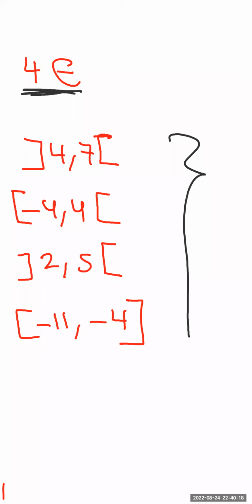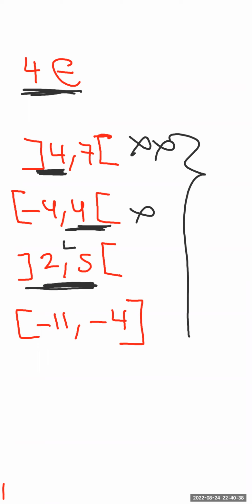Very good, Arish. The third one, exactly. Why? Because here 4 is not included. It's open from the side of 4, so it's not included. Here also 4 is not included. But here, 2 and 5, so the elements between 2 and 5, 4 is included here, correct? So the third choice is the correct answer. Okay?